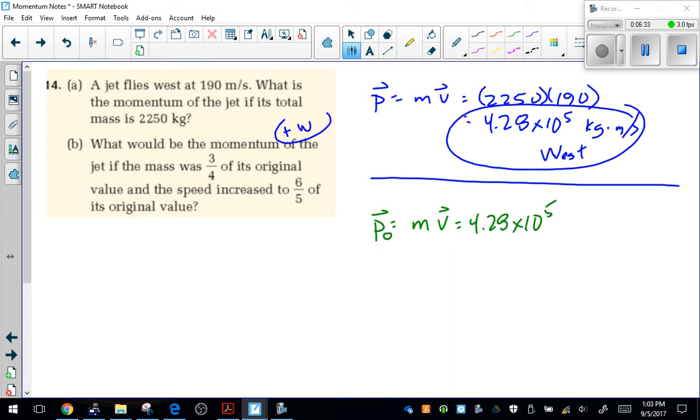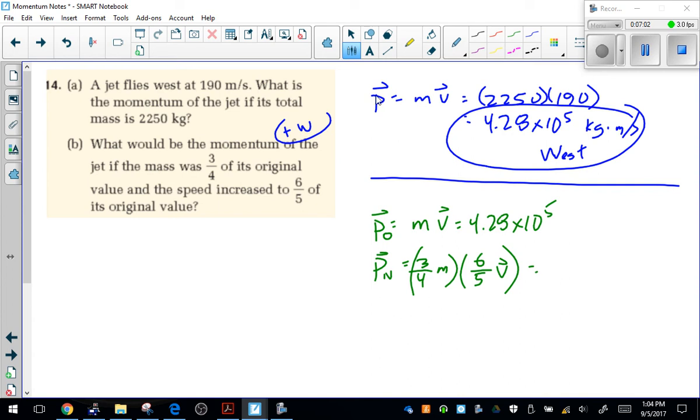Now, my new momentum is, well, it's still mass times velocity, but the mass isn't m anymore. The mass is now 3/4 m. So we're going to say 3/4 m for our mass. The symbol for mass was m. The symbol for mass is now 3/4 m. And velocity, well, it was v. Now it's 6/5 of v.